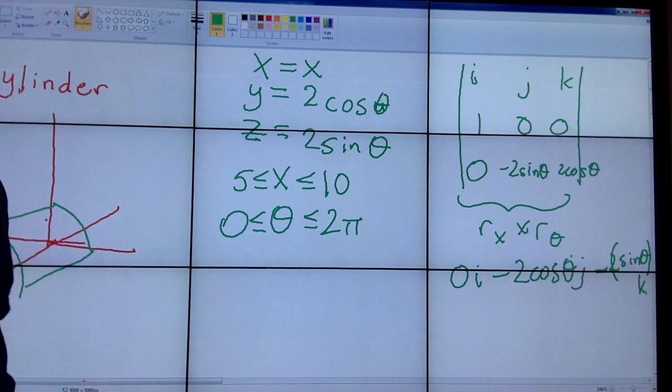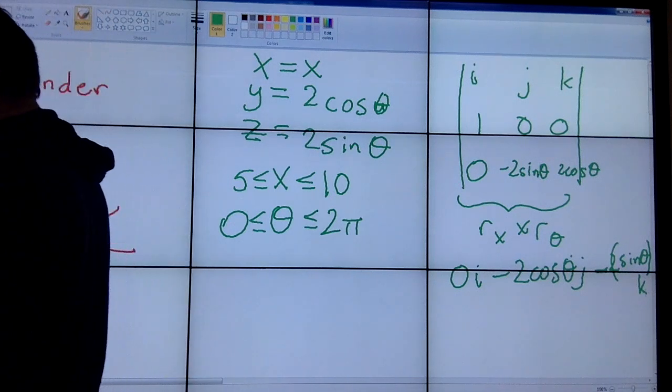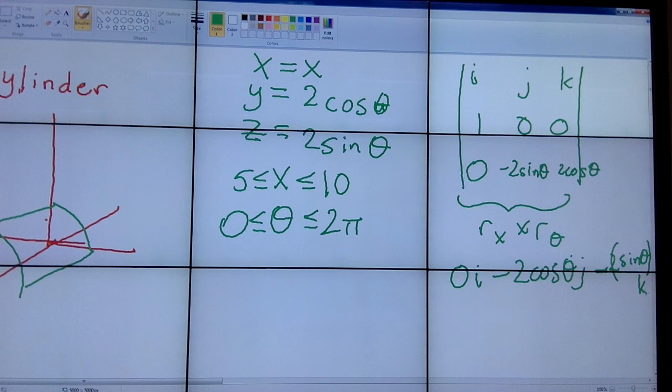How are you doing on time? What time is it right now? Here's the clock, right? 4:42. Too slow. Way too slow. All right, we've got to keep moving.